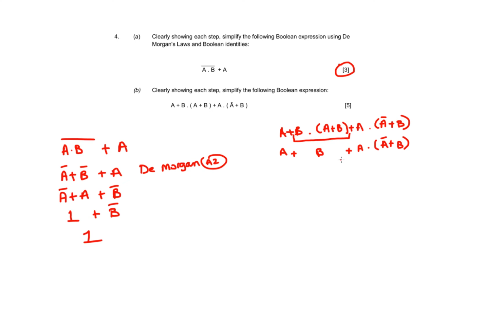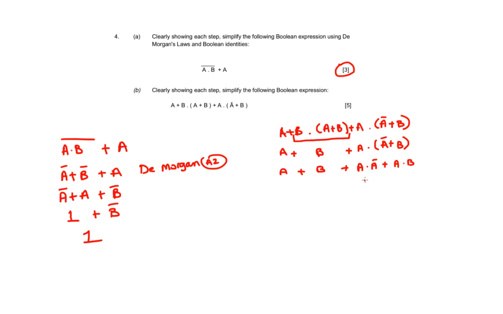So that gives me A or B, or A and bracketed not A or B. Now I'm looking at the second half of the question. I need to expand the brackets here and try and get rid of those. So A and not A, or A and B is my expanded brackets.